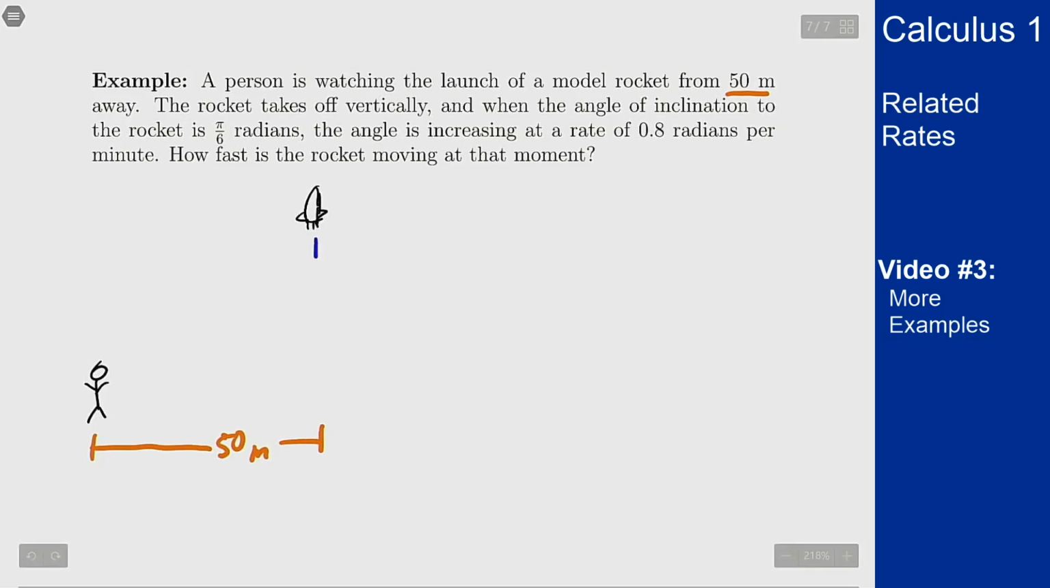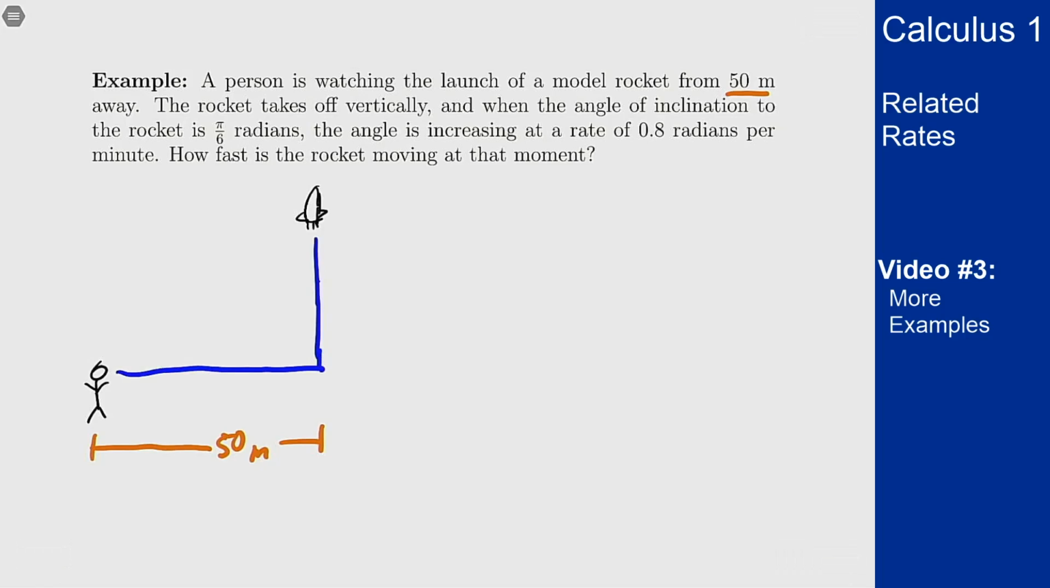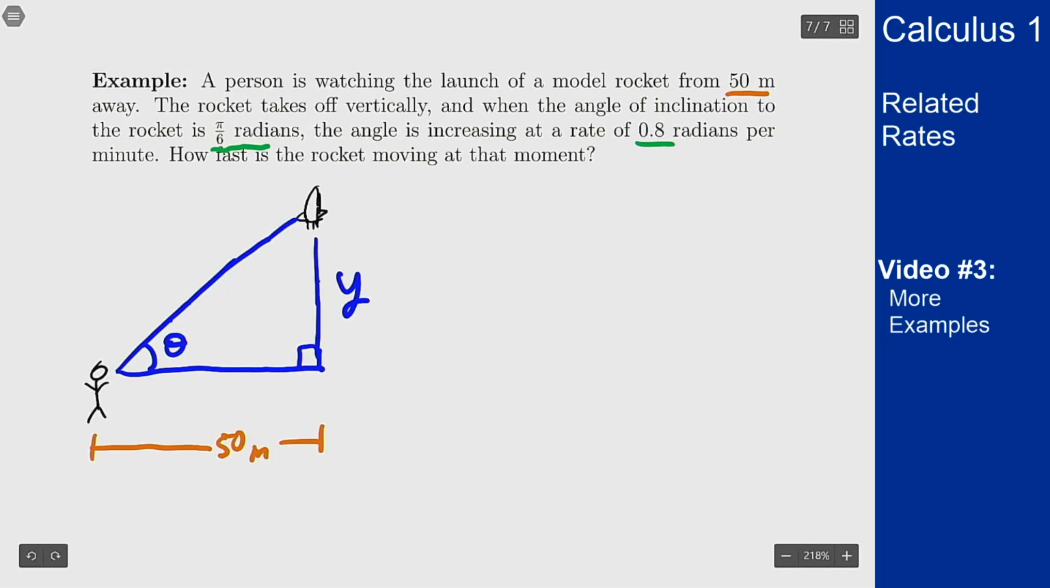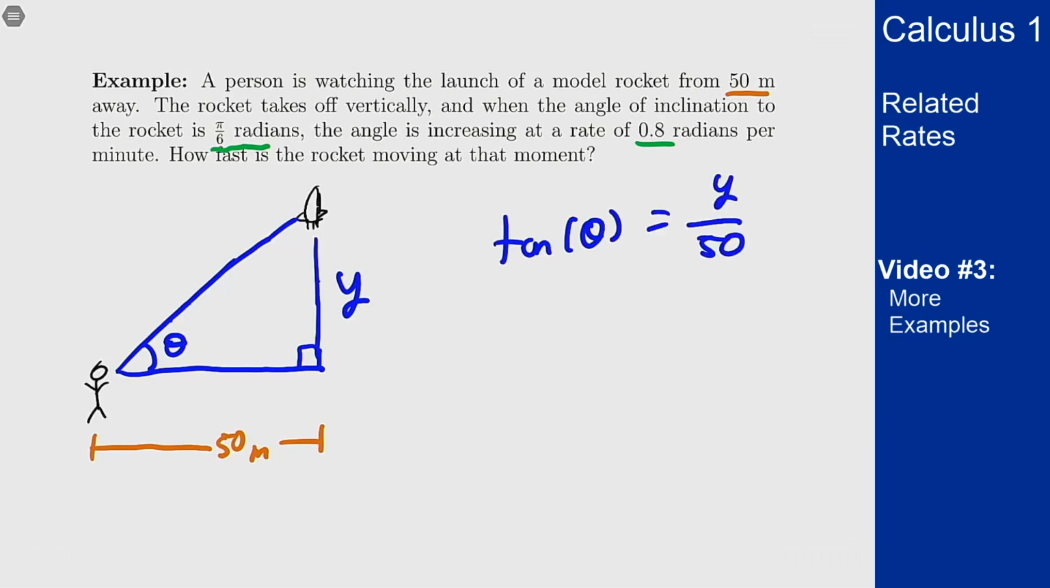We know the rocket's moving vertically. And we're told something about the angle of inclination, so I should draw in this line here, because here, theta is the angle of inclination. The other thing that's changing here is the height y, because the rocket's moving upwards. There's my picture. I'm told about a certain value of theta and a certain rate of change of theta, but that's not important yet. The first thing is an equation that connects y to theta. In this case, our best bet is tangent, because tangent of theta is y over 50, or y equals 50 tangent of theta.